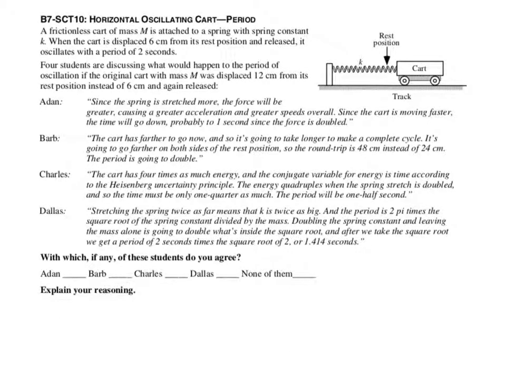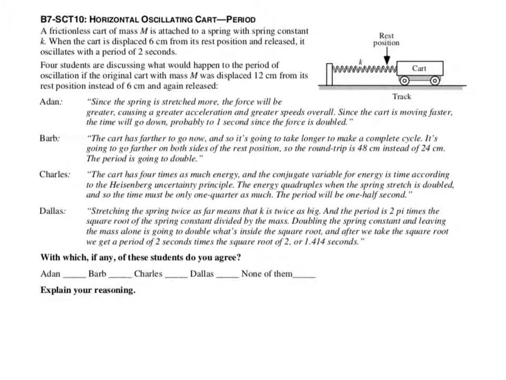Chapter 13, Sample Problem Number 4. A frictionless cart of mass m is attached to a spring with spring constant k. When this cart is displaced 6 centimeters from its rest position and released, it oscillates with a period of 2 seconds. 4 students are discussing what would happen to the period if the original cart with mass m was displaced 12 centimeters from its rest position instead of 6 centimeters and then released.